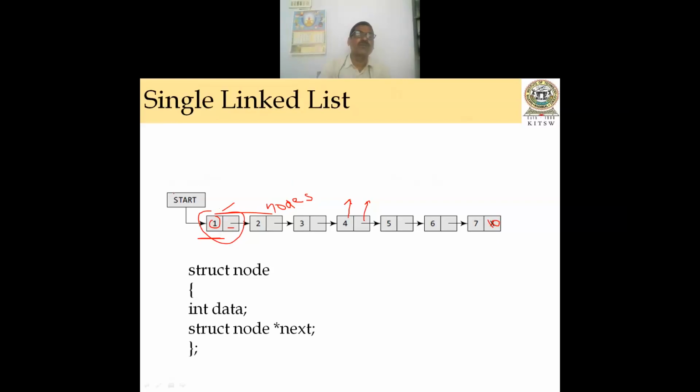For that purpose, we take a header node. In this header node, we store the starting node address. This is what we call a single linked list, because we store only one link field in every node. This is the definition for the node structure: struct node, int data, and then star next. It is a pointer which is again of type struct node.